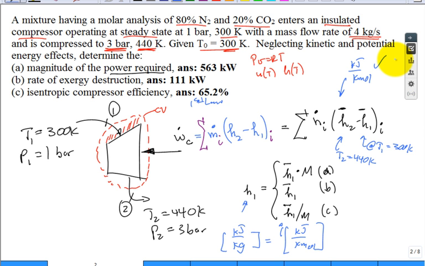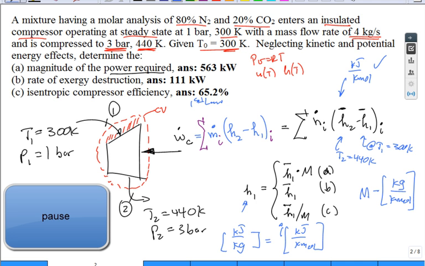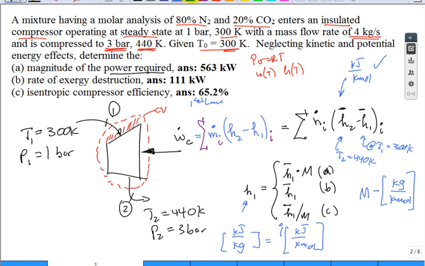All right. What are the SI units of capital M? Kilograms per kilomole, or the reciprocal? That one, kilograms per kilomole. So I re-asked the question. Which one's correct? All right, so if I multiply by kilograms per kilomole, don't the kilomoles cancel, and I'm left with kilojoules per kilogram?